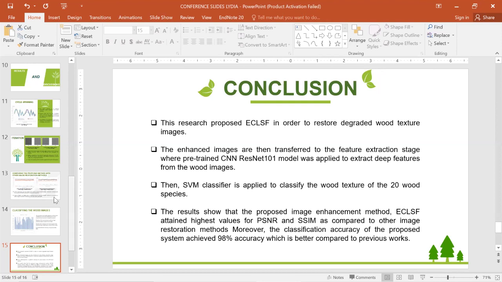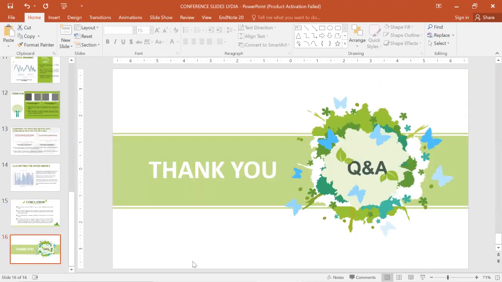The results showed that the proposed image enhancement method, ECLSF, attained the highest values for PSNR and SSIM as compared to other restoration methods. Moreover, the classification accuracy of the proposed system achieved 98%, which is better compared to the previous method. Thank you for listening.